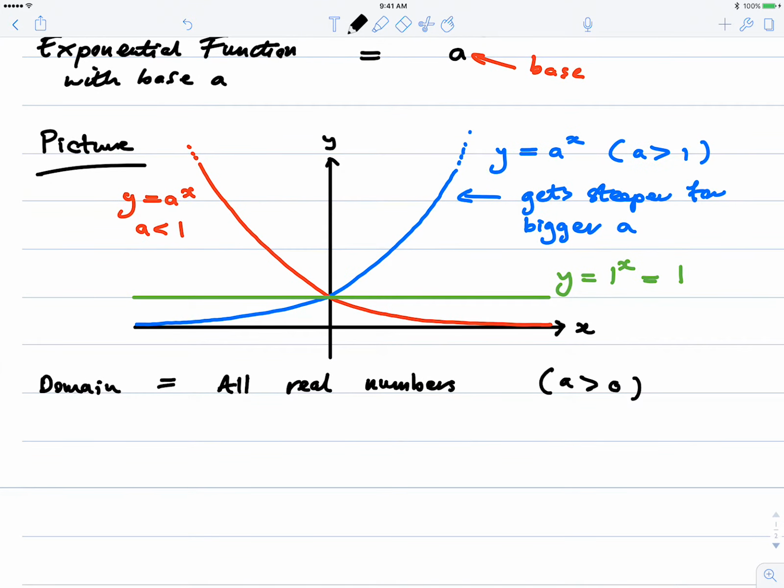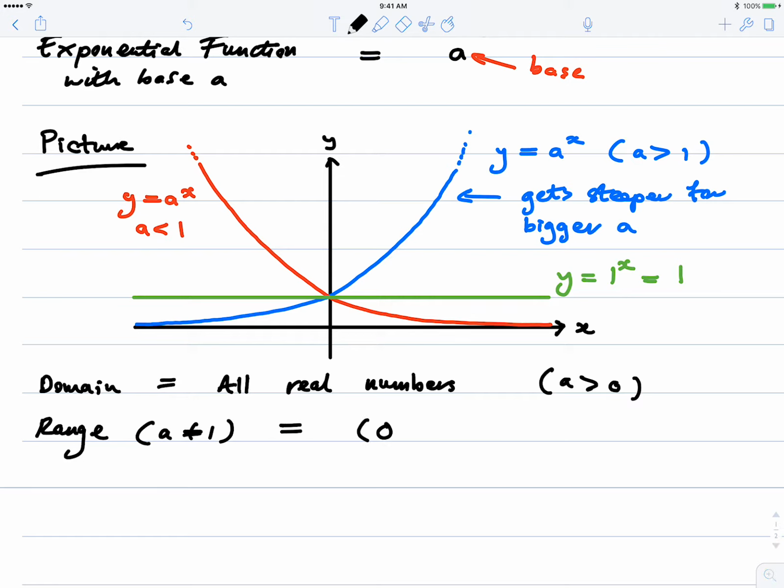Next, range. Well, this is where I do need to make choices or a restriction on a. So let's have a not equal to 1. If a is equal to 1, this is the constant function 1, so the range is just a single element set {1}, so uninteresting. But if a is not equal to 1, we can see from the red and the blue lines that we seem to be able to get any possible strictly positive number.